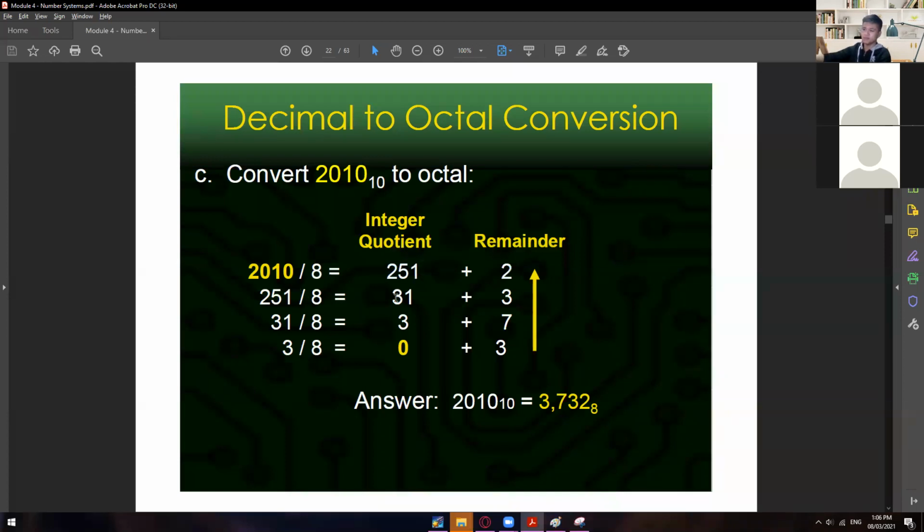All right. And then just get this one. 251 divided by 8 is equal to 31 point something. So again, just multiply that fraction part by 8, and then you will get 3 as your remainder. And 31 divided by 8 is 3, remainder 7. And then 3 divided by 8 cannot be, so just put here 0. And then whatever is the numerator, just put it as your remainder. And then from here, just read this one from bottom to top. Okay. So your answer right here is 3732 base 8. Okay. So were you guys able to follow?